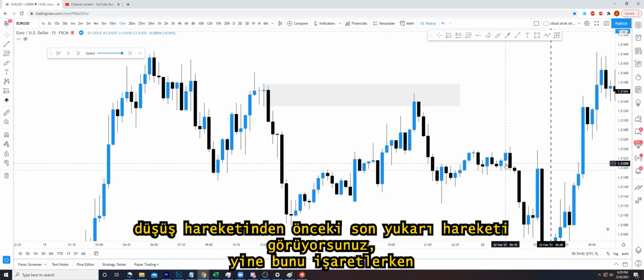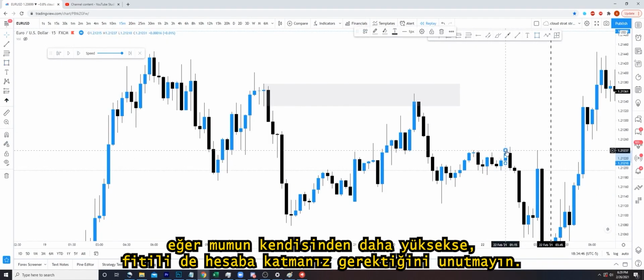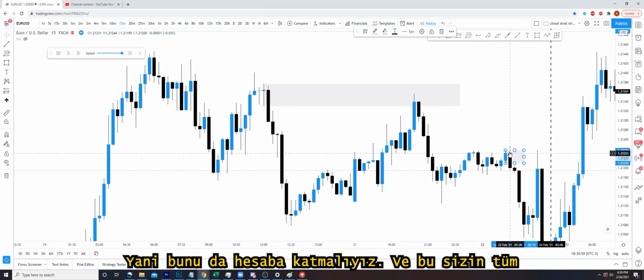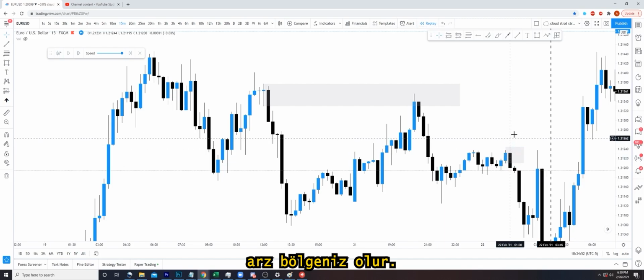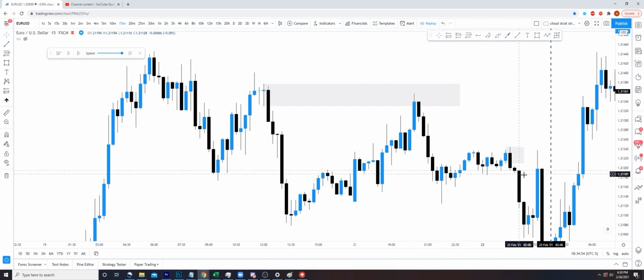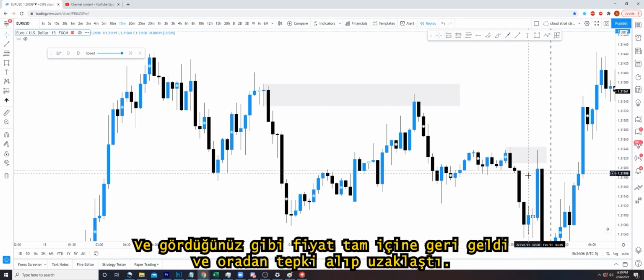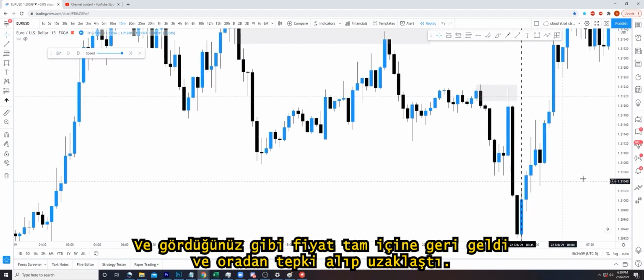Similarly, right here, you have the last up move before the down move. Again, recognizing that if you highlight it, you need to take into account the actual wick as well if it's higher than the actual candle. So we have to take this into account, and that's your entire supply zone. And you can see price came right back into it and traded away from it.